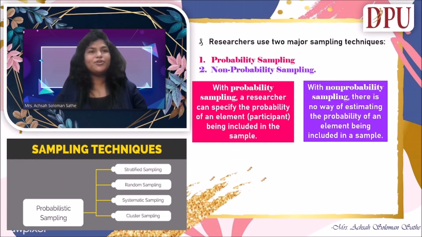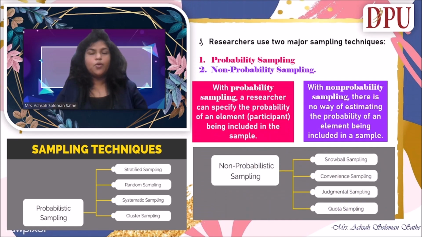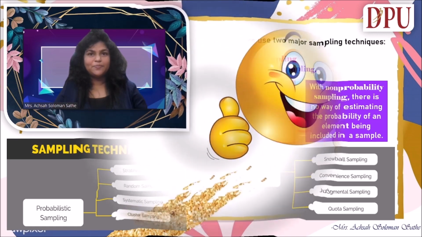So what are the different techniques? Probabilistic sampling includes stratified sampling, random sampling, systematic sampling, and cluster sampling. Whereas non-probabilistic sampling will include snowball sampling, convenience sampling, judgmental sampling, and quota sampling. Let's see what they are in detail.